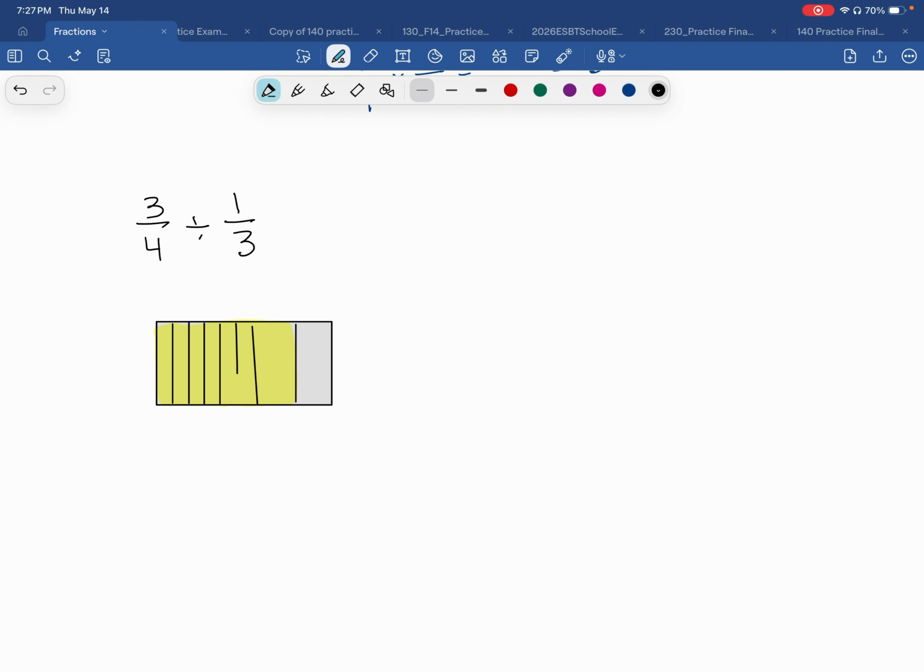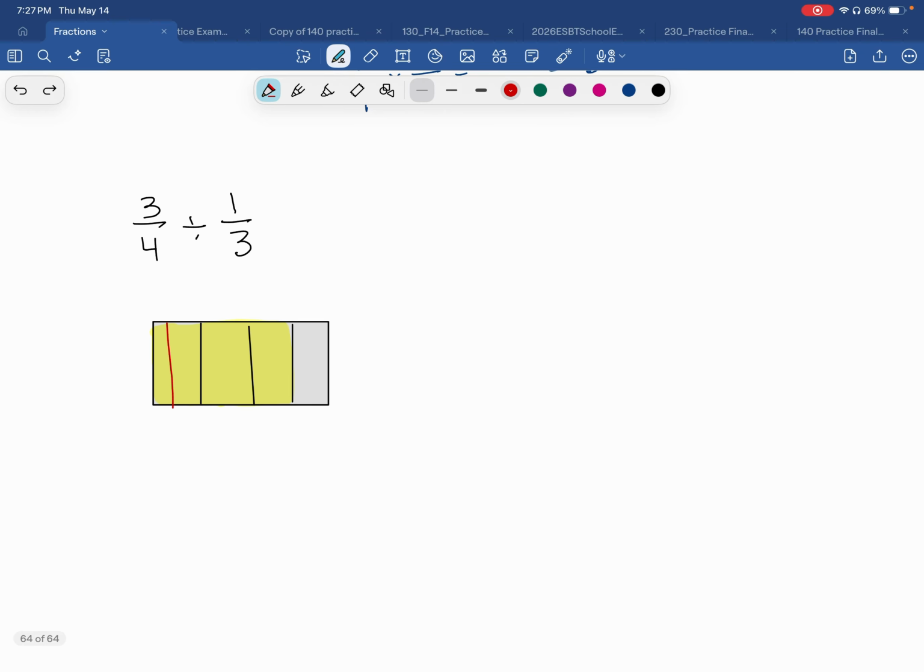1, 2, 3. Actually, hold on a second. Let's do this in a different color so we can see it a little better. Let's do it in red. Okay, there's 3. There's 3. There's 3. And I'm going to cut this one too so that everything now has pieces. So now I have a total of 12 pieces.